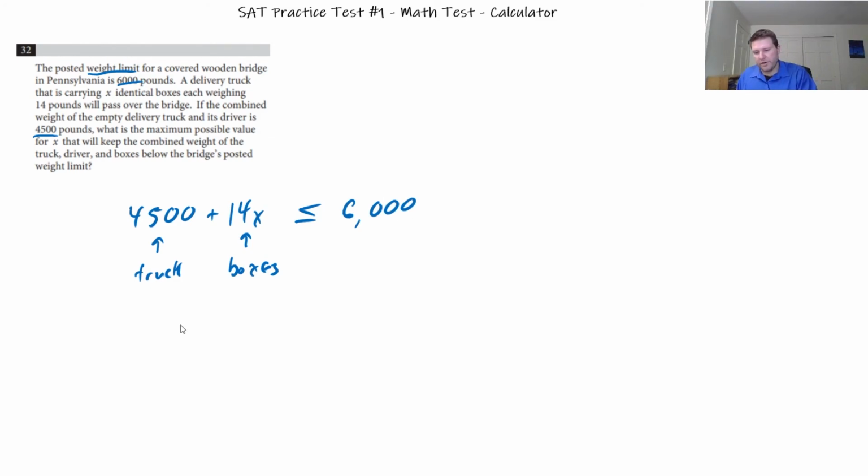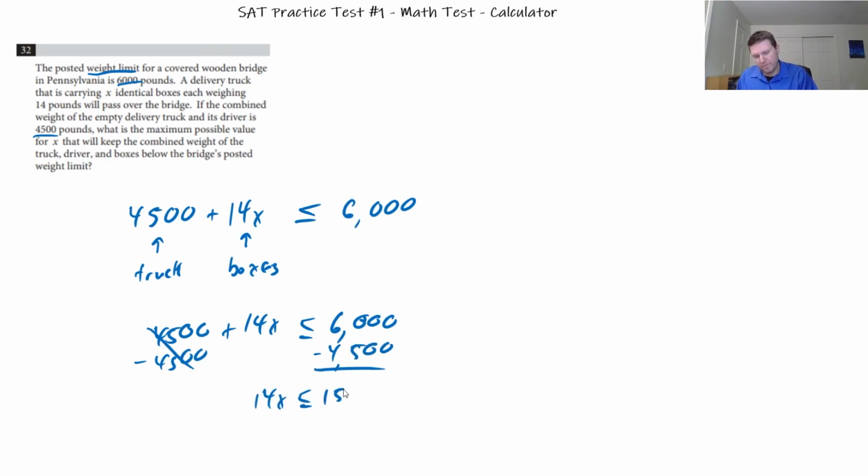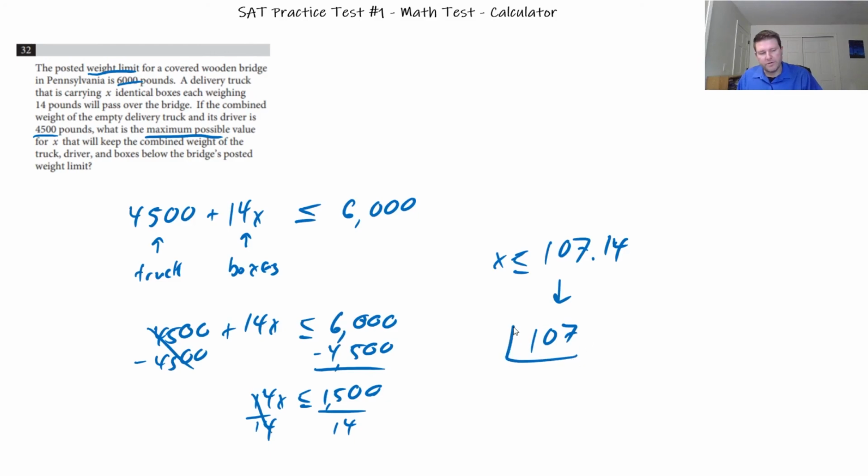And then you just solve it algebraically. I'll write it out here so I have some room, but just subtract your 4,500, and you'll end up with 1,500 on the right, and then you divide both sides by 14. Remember that x represents a number of boxes. So when you divide this out and you get 107.14, that's not really a possible number of boxes. This is a discrete measurement, where you can only have whole numbers of boxes. So what is the maximum possible value for x, or max number of boxes? That would be 107 to stay under that weight limit.